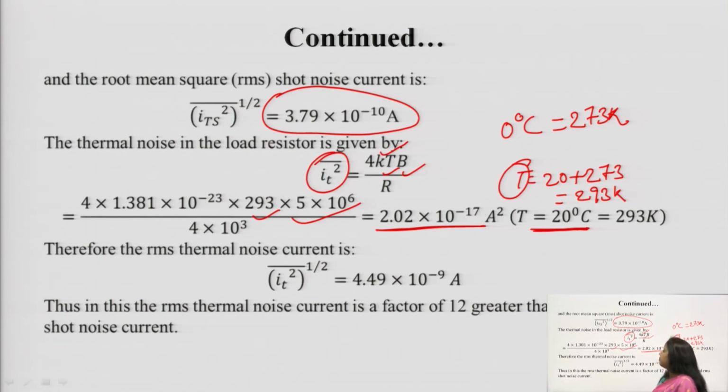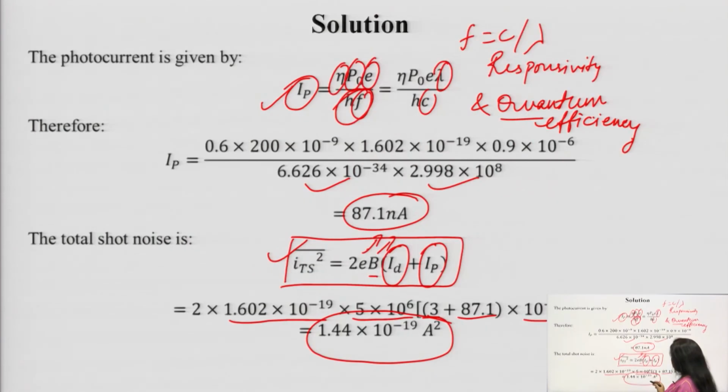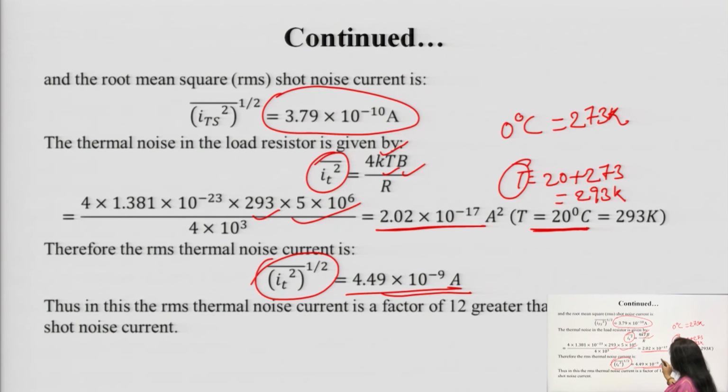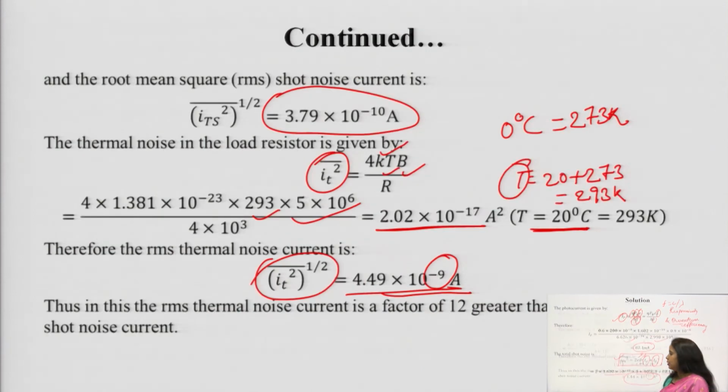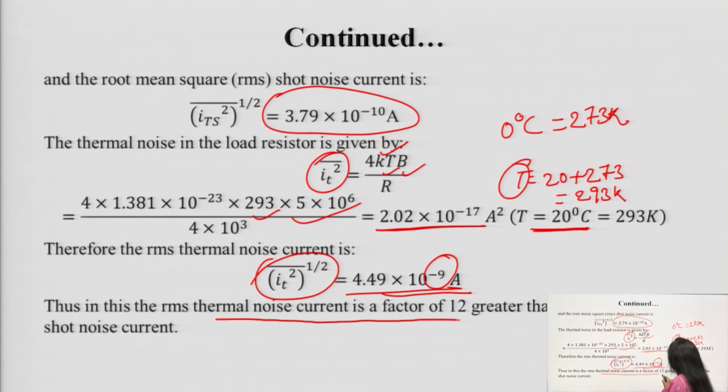Now, we have the complete value of the thermal noise. When we take a square root and compare what we are getting now, it is 4.49 to the power minus 19 and here it is 1.44 to the power minus 19. This is minus 9 and here it is minus 19. So, which one is more prominent? Of course, this one. Thermal noise is a factor of 12 greater than the total RMS shot noise current. So, at this particular condition thermal noise is greater than the shot noise.